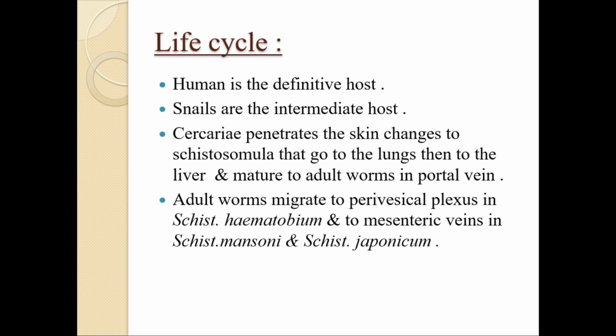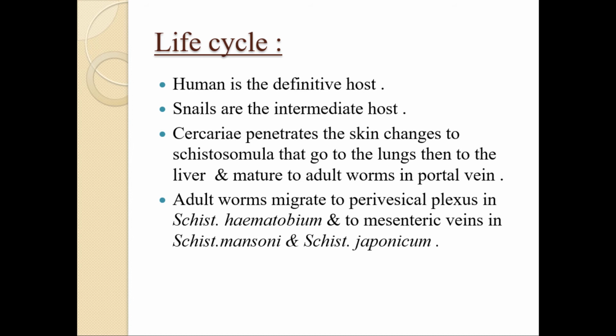Life cycle. Human is the definitive host. As we said, the definitive host is where the sexual phases of the life cycle occur. Snails are the intermediate host. Cercariae will penetrate the skin, then change to schistosomule that goes to the lungs, then to the liver, and mature to adult worms in the portal vein.